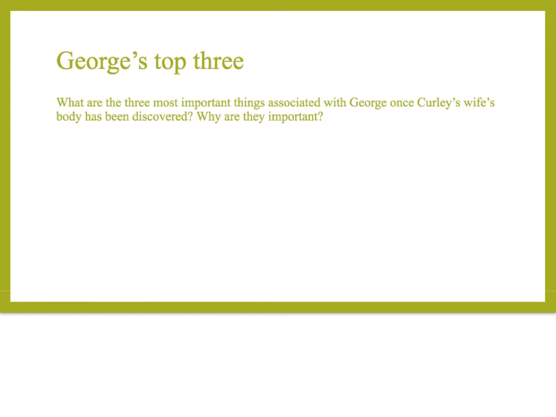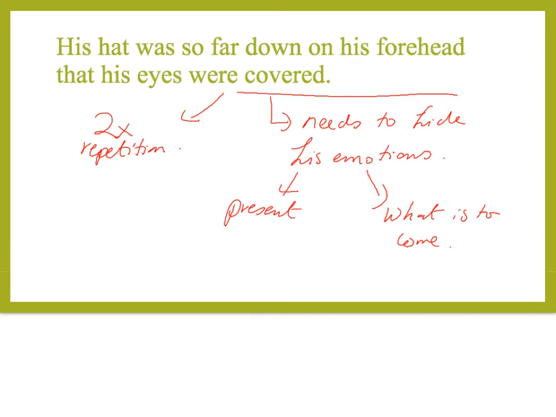But here we're going to think about the three most important things associated with George once George is brought in to see Curley's wife's body. Remember, it's Candy who does that. So it says that his hat was so far down on his forehead that his eyes were covered. So when he comes back in, he hides his eyes. Remember, the eyes are the window to the soul. It's through your eyes that people will understand what's really going on. And so George has his hat so far down his forehead that his eyes are covered.